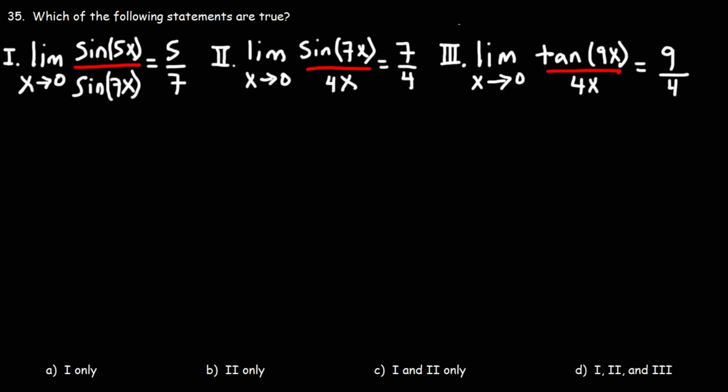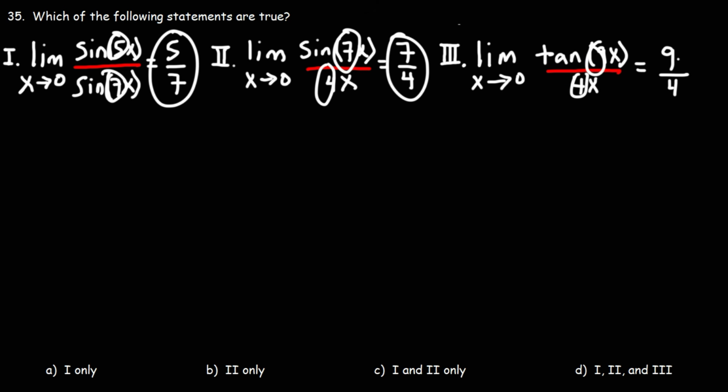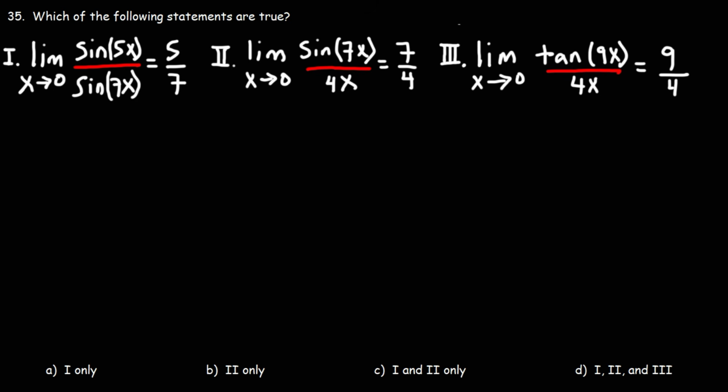So looking at statement 1, is statement 1 true? The limit as x approaches 0 of sine 5x over sine 7x equal to 5 over 7? The answer is yes. You could see it, 5 over 7, that's what it's going to be. For this one, 7 over 4, 9 over 4. The correct answer will be answer choice D. All three statements are true. But let's prove it.